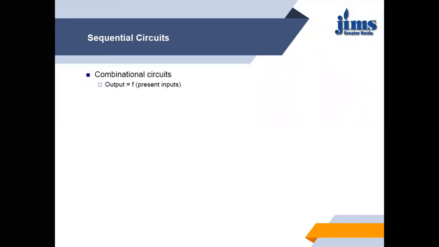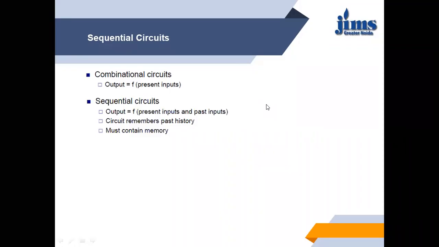In combinational circuits, output is a function of present input. Whenever we give an input, the corresponding output will be there as per the mathematical or logical calculations, depending upon the logic circuits you are using. While in sequential circuits, output is a function of present input and the past output or the past input. The circuit remembers past history and must contain a memory element.